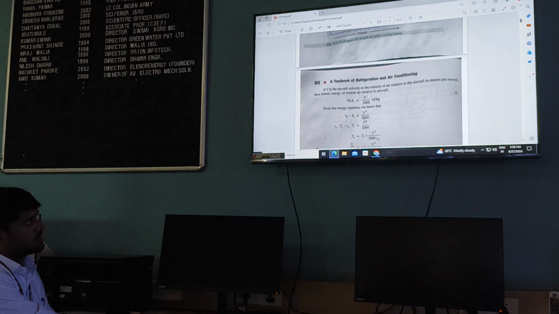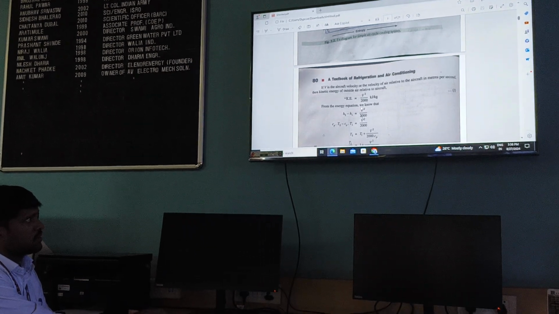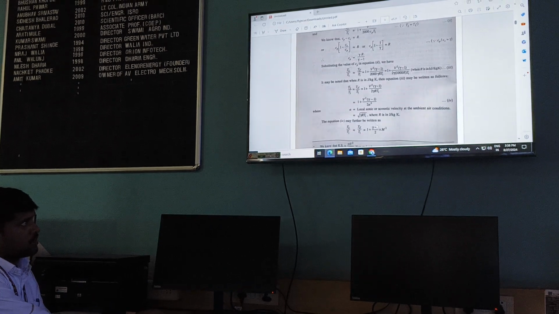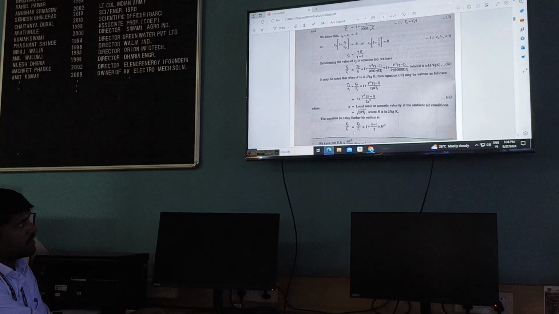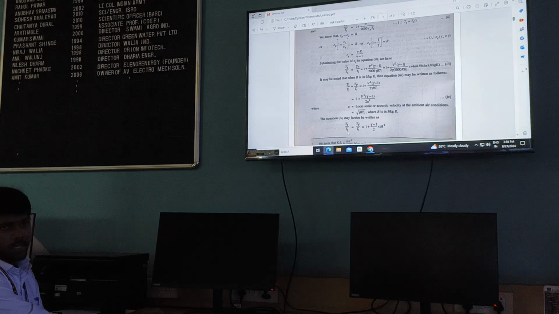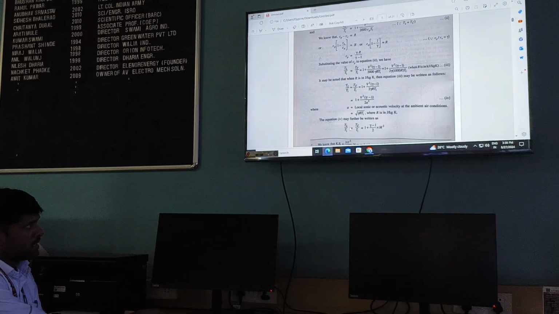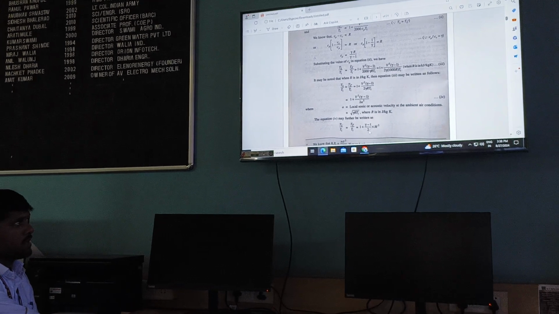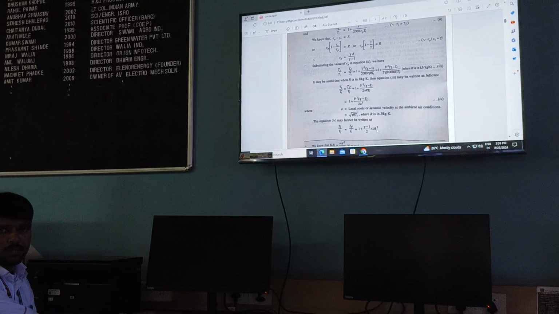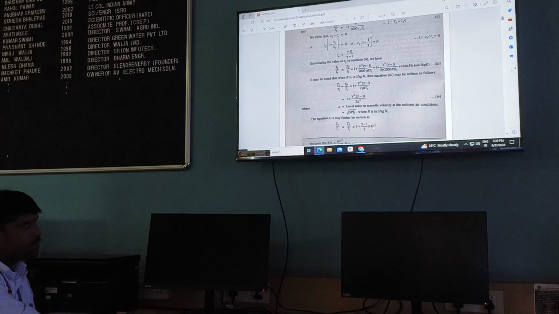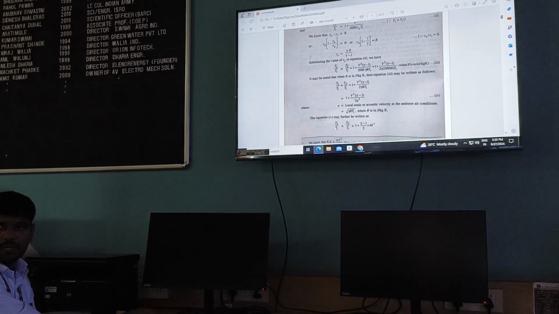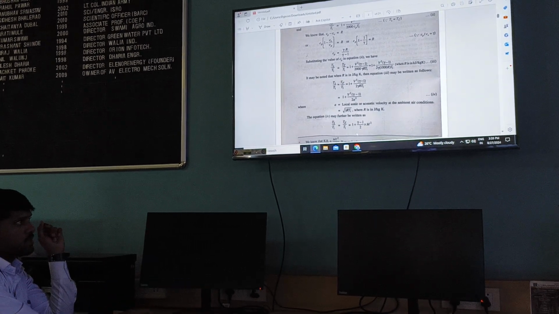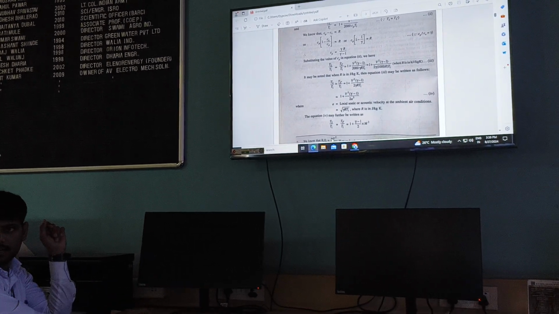Now this derivation we have already seen. In this formula sometimes may be required: T2 by T1, the output temperature of ramming air divided by ambient temperature, is equal to 1 plus (gamma minus 1) divided by 2 into M square. M is the Mach number. To calculate T2, this formula is used in one numerical in the PDF I sent today.